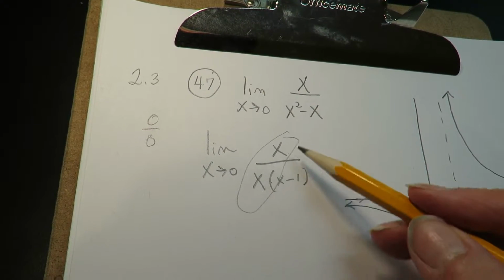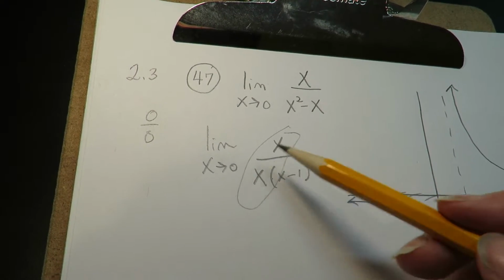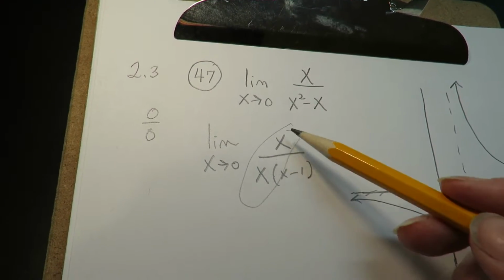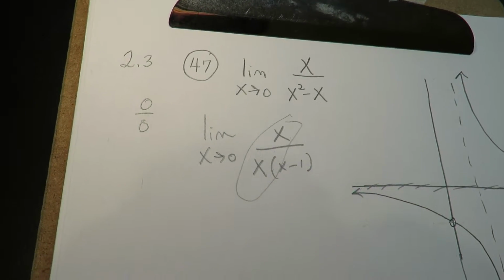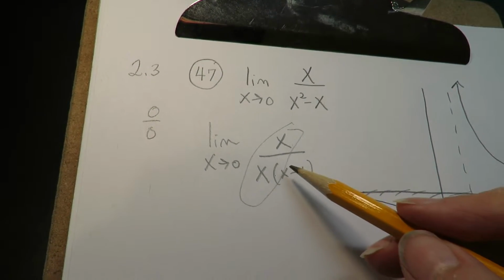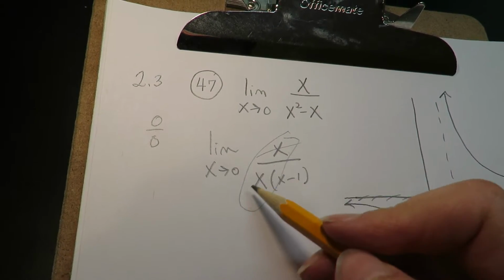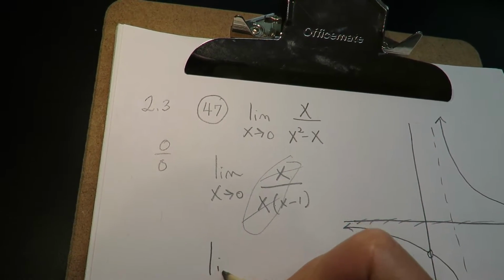And what that does, graphically, when you have a common factor, is that it creates a hole. So this is a hole, which is why when we plug in 0, we get 0 over 0, because that's sort of like a domain restriction in the problem. But since these are common factors, we can reduce it.